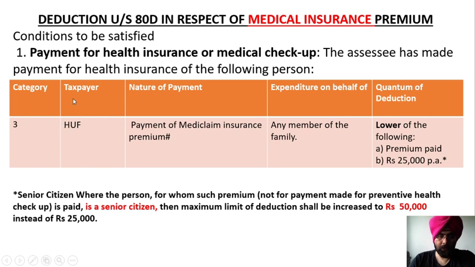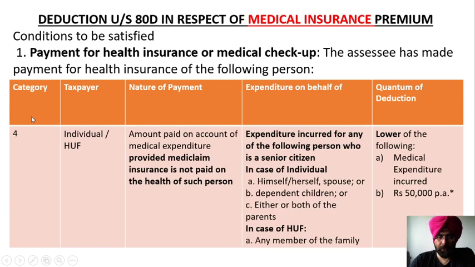There is a third case: if a Hindu undivided family makes the payment of mediclaim insurance premium, or expenditure is incurred on behalf of any member of the family, then the lower of the following is available: 25,000 or the premium paid, whichever is lower. In case of a senior citizen who is a member of the Hindu undivided family, a maximum of 50,000 can be claimed as a deduction, or the premium paid. Suppose the premium paid is 20,000 only, then the deduction will be 20,000. Suppose the premium paid is 60,000 and a senior citizen is also there, then the maximum deduction is 50,000 only.